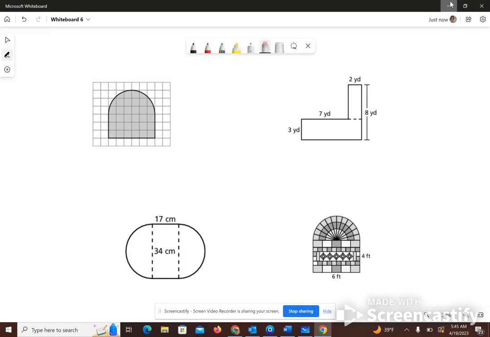So this first one on your paper, it looks like it could be split into two different shapes, a rectangle and a semicircle. So this one says we're going to estimate, but I'm going to look at each of these squares and estimate that those are 1 unit. So this side length would be 3. Then I'm going to count the squares on the bottom, 2, 3, 4. That has a length of 6 units.